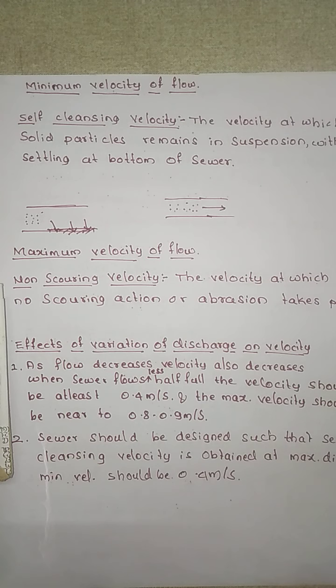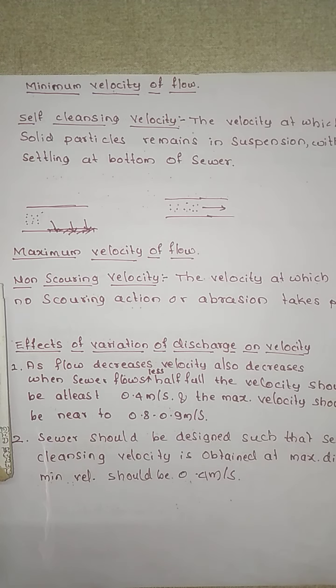So the sewers should have a minimum flow velocity. Then what is maximum flow velocity? We call it the non-scouring velocity: the velocity at which no scouring action or abrasion should take place.